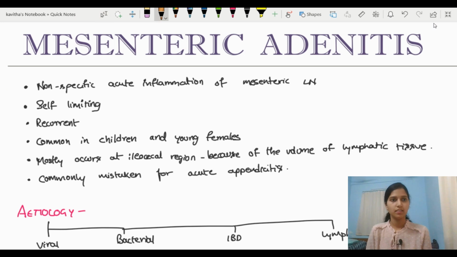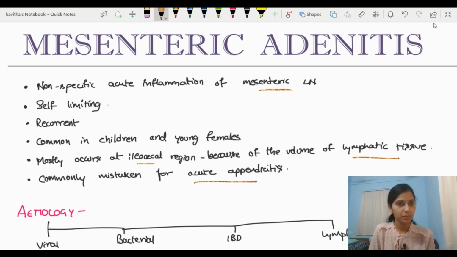Mesenteric adenitis. It is a non-specific acute inflammation of the mesenteric lymph nodes. It usually affects the ileocecal region because of the abundance of lymphatic tissue. So here the patient will complain of pain in the right lower quadrant of the abdomen. So we commonly mistake it as acute appendicitis. It is a self-limiting disease and it is also a recurrent one occurring in children and young females.